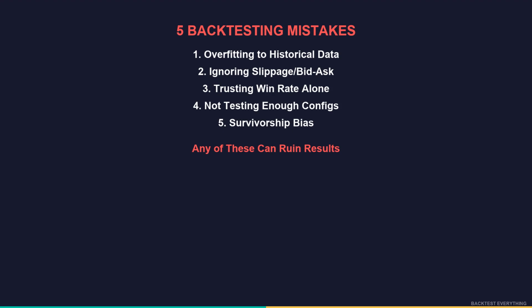Mistake 4, not testing enough configurations. Test at least 10 variations. If only 1 out of 10 works, it might be luck. If 8 out of 10 work, you've found a real edge. Mistake 5, survivorship bias. Only testing on stocks that exist today ignores the ones that went bankrupt.